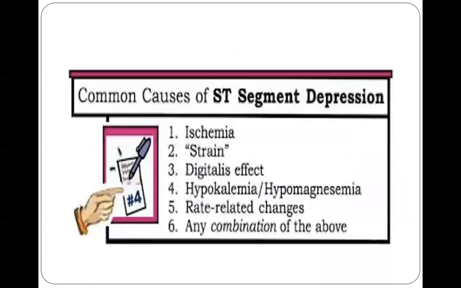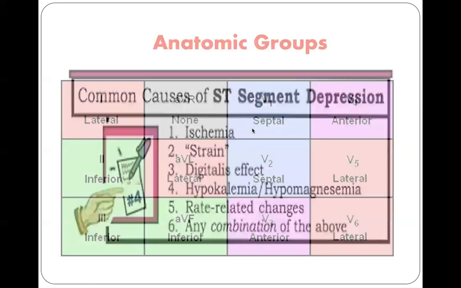Also, be sure that not all ST segment depression is ischemia. It may be ischemia, it may be strain, it may be digoxin effect, maybe due to hypokalemia or hypomagnesemia, maybe rate-related due to tachyarrhythmias, due to tachycardia, or a combination of the above pathologies. So not every ST segment depression is ischemia.